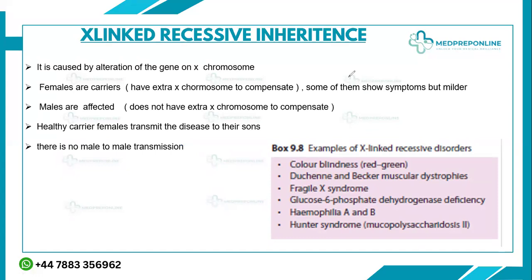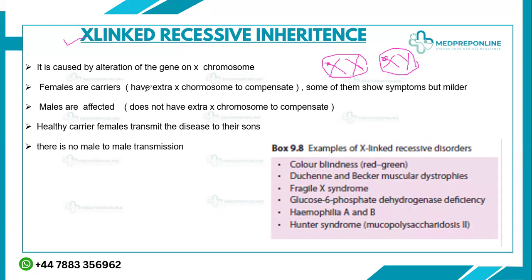What happens when we talk about females? If suppose one genetic mutation is there over here, now it has another chromosome to compensate. So a female always remains a carrier. And when we talk about boys, suppose one genetic mutation is there in the X chromosome, it doesn't have any compensating X chromosome, so males always remain affected. So whenever you get diseases which are X-linked recessive inheritance or X-linked disorders, females remain carriers and males remain affected.